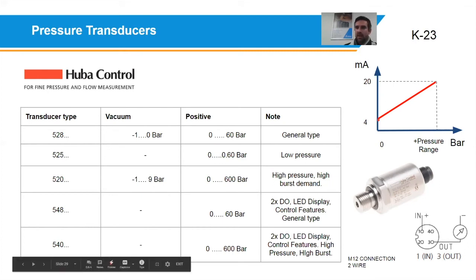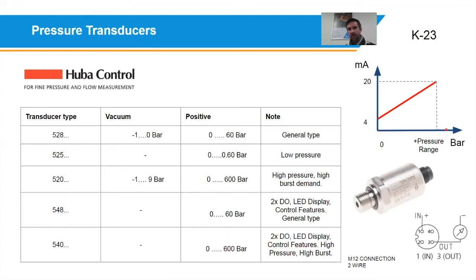Typically 4 to 20 milliamp would represent 0 to the pressure range of the transducer that you selected. So 4 milliamp would be 0 bar and 20 milliamp would be, let's say, 10 bar. And that information, that 4 to 20 milliamp signal, is what the drive would read as the actual pressure in the line. That's on page K23, our Huba transmitters.